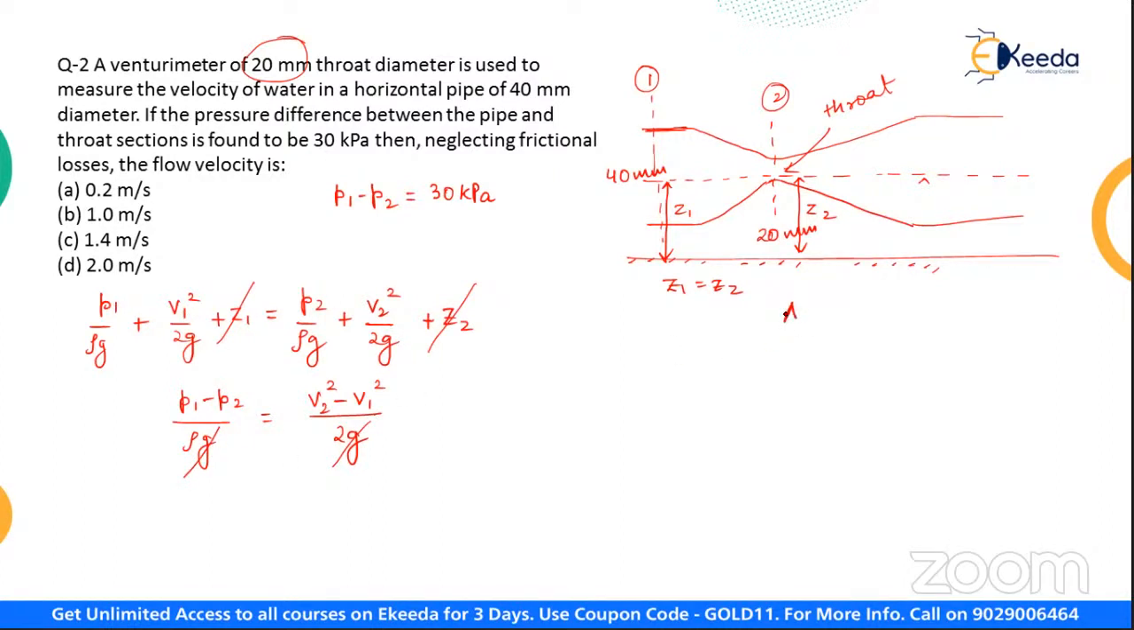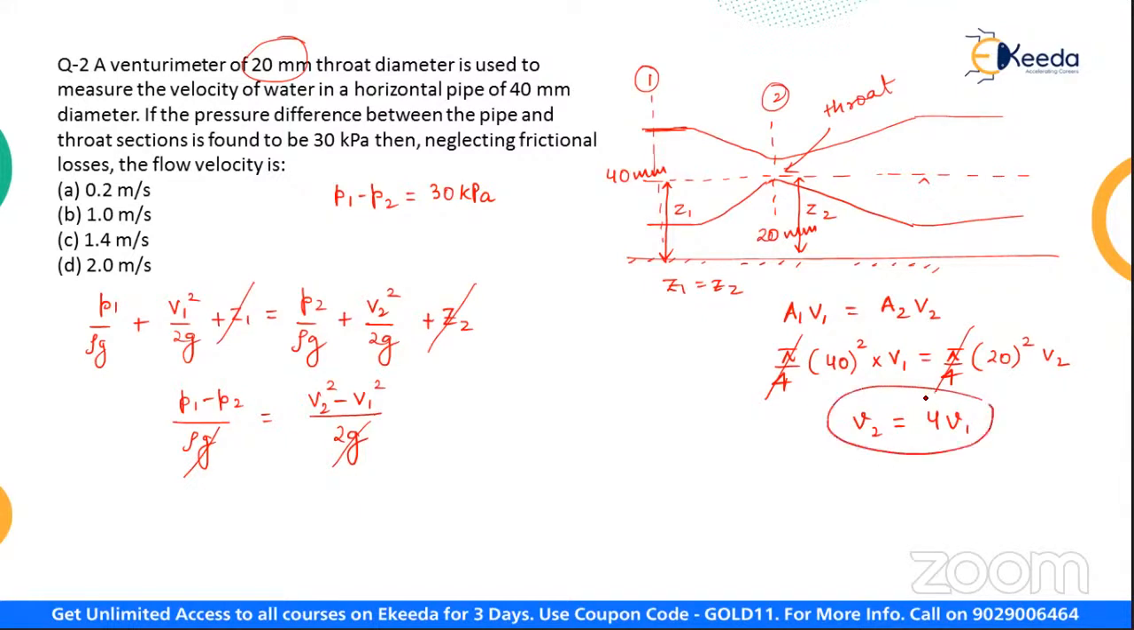Now applying the continuity equation between sections 1 and 2, this will be A1 V1 is equal to A2 V2. This will be pi by 4 into 40 square into V1, that will be equal to pi by 4 into 20 square into V2. This V2 comes out to be equal to 4 times V1. So this P1 minus P2, that has been given to us as 30 kilopascal in the question, will be 30 into 10 raised to the power 3.